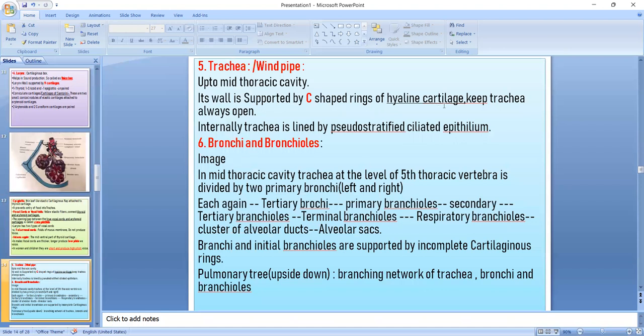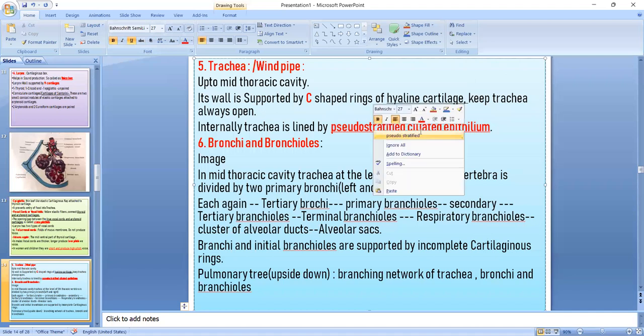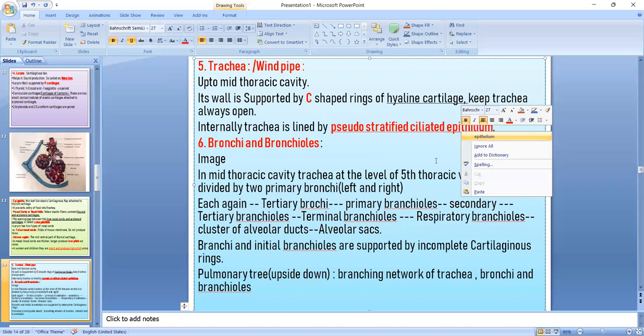రైట్ సి షేప్డ్ రింగ్స్ ఆఫ్ హైలిన్ కార్టిలేజ్, దే ఆర్ మేడప్ ఆఫ్ కార్టిలేజ్ కాల్డ్ హైలిన్ కార్టిలేజ్. సో దే కీప్ ట్రాకియా ఆల్వేస్ ఓపెన్. సో ఇంటర్నల్లీ ట్రాకియా ఈజ్ లైన్డ్ బై సూడో స్ట్రాటిఫైడ్ సీలియేటెడ్ ఎపిథీలియం, ఇది రేర్గా వస్తుంది. ఇట్ ఈస్ ఆస్క్డ్, దేర్ ఈస్ ఎ ఛాన్స్ ఆఫ్ ఆస్కింగ్ సచ్ కైండ్ ఆఫ్ క్వశ్చన్స్ ఇన్ ద జేఎల్ ఎగ్జామినేషన్. మన వాళ్ళు ఇటువంటివి ఎక్కువ అడుగుతుంటారు, ఇది మళ్ళీ మనకు హిస్టాలజీలో వస్తుంది, అప్పుడు మీరు గుర్తుంచుకోవాలి సూడో స్ట్రాటిఫైడ్ సీలియేటెడ్ ఎపిథీలియం ఉంటుంది. సో ద ఇంటర్నల్ లైనింగ్ ఆఫ్ ట్రాకియా, దట్ ఈస్ ఇంపార్టెంట్ పాయింట్ గుర్తుంచుకోవాలి రైట్.